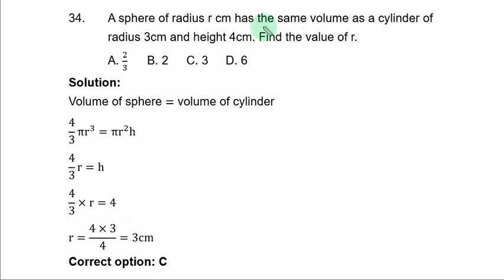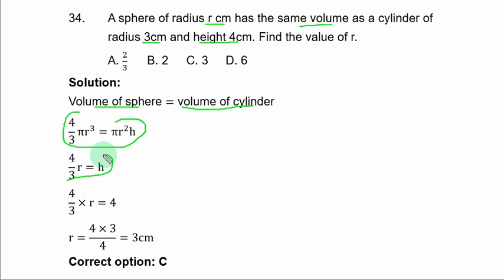Question 34. A sphere of radius R cm has the same volume as a cylinder of radius 3 cm and height 4 cm. Find the value of R. From the question, volume of sphere equal to volume of cylinder. The formula for the volume of a sphere is this, and a cylinder is this. From here, you can divide through by pi r square. If you do that, you have 4 over 3 R equal to h, and you are asked to get R.